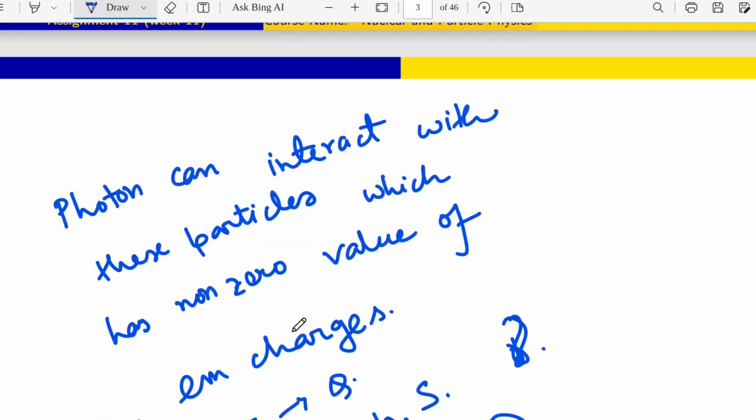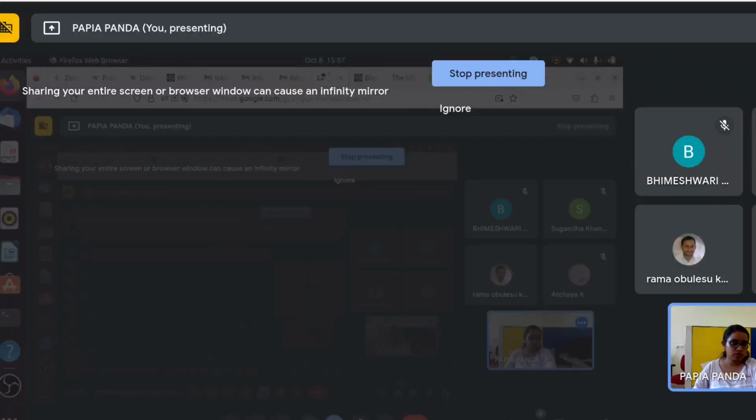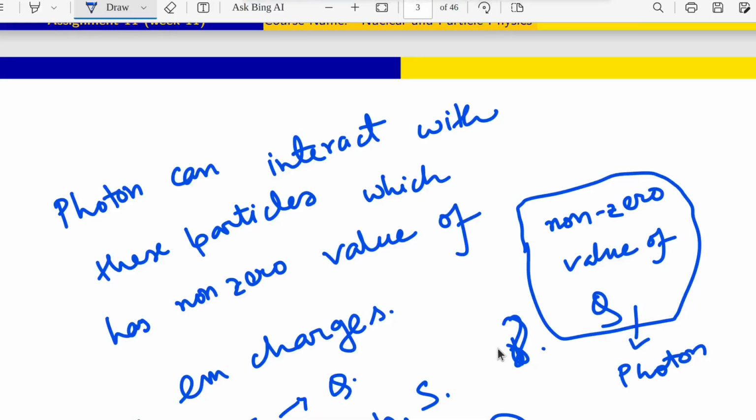So whenever in a question you see any charged particle which has a non-zero value of Q, it should interact with photon. Okay, so this is the first question, right?